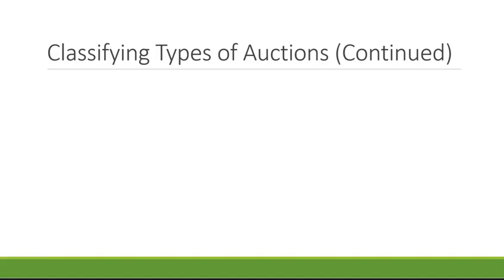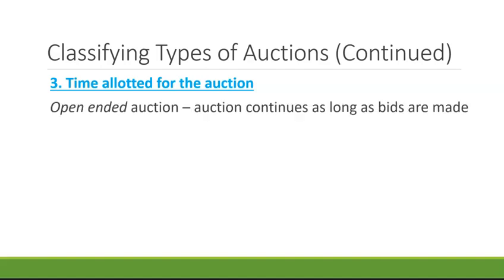Well, let's think of some other types of auctions. Auctions differ depending on how much time is available for them. One common type of auction is an open-ended auction. So as long as people are making bids, as long as the price is going up and up, the auction will continue.